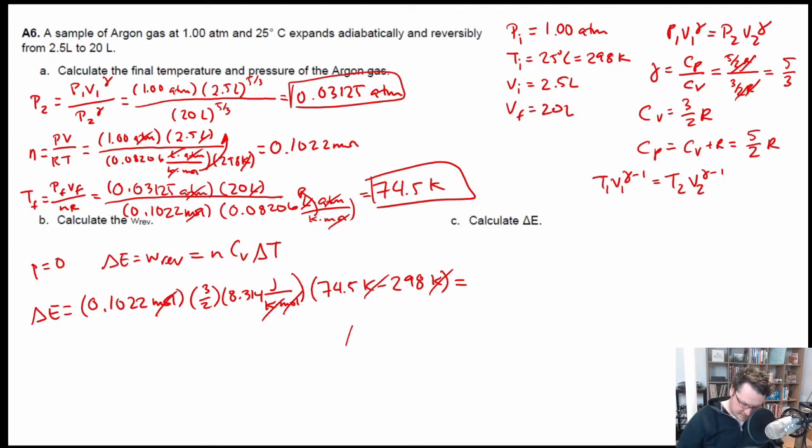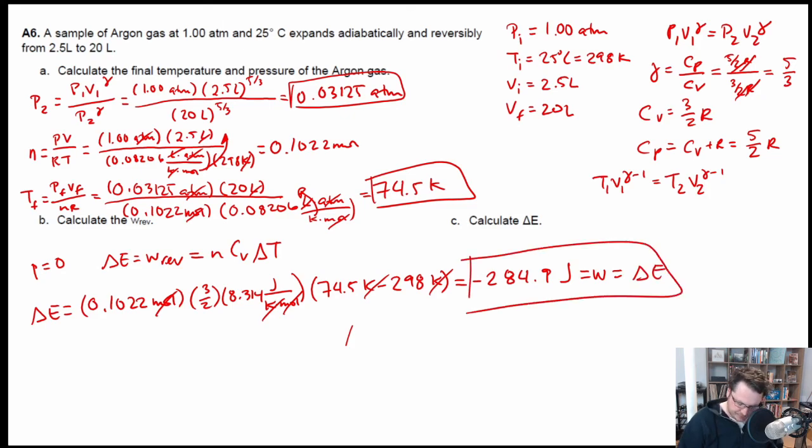And so what I get is negative 284.9 joules, which matches pretty much what I have here, negative 284 joules on the key. And so that's what work is going to be equal to, and that's what delta E is going to be equal to. They're going to be exactly the same. And that's how you calculate those values that we have in problem A6.